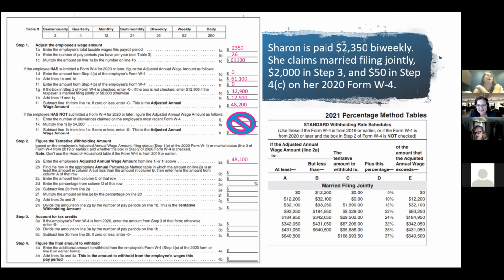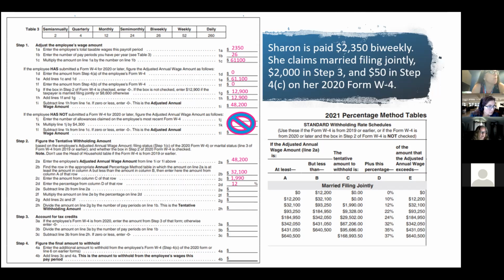32,100 and 93,250. Okay, so we're putting the amount from column A on line 2B. So that's 32,100. Enter the amount from column C of the same row. So column C is $1,990. Enter the percentage from line D, which is 12.